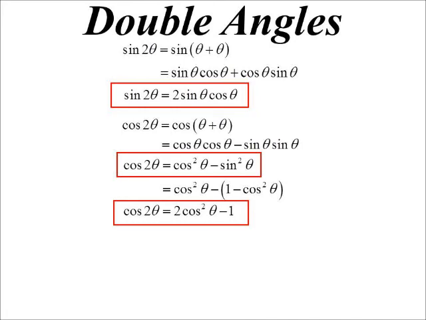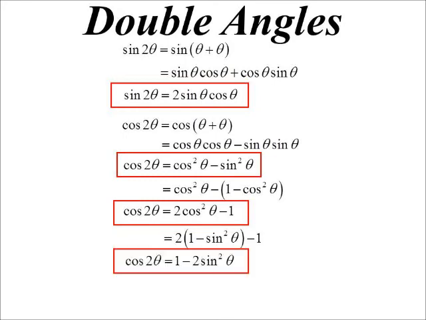Or, if I want it in terms of sine squared, I could change the cos squared to 1 minus sine squared. And so we have 3 different ways we could go and find cos 2 theta. I guess it depends on what information you've been given as to which one you would use.